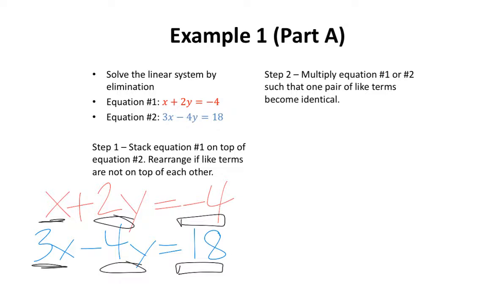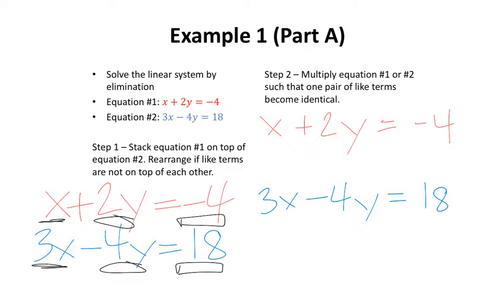Let's rewrite our equations on the right. So I have x plus 2y equals negative 4. And underneath it, I'm going to write 3x minus 4y equals 18. We can try to get these two terms identical, or these two terms identical, or these two terms identical. Let's start with the first pair of terms.